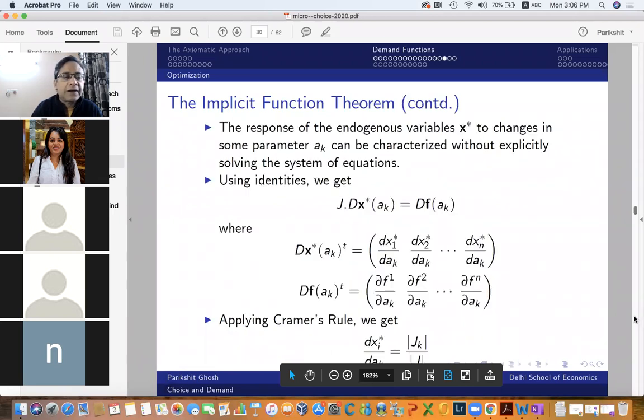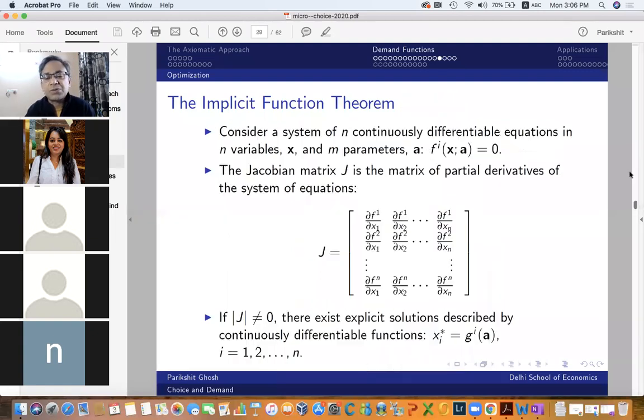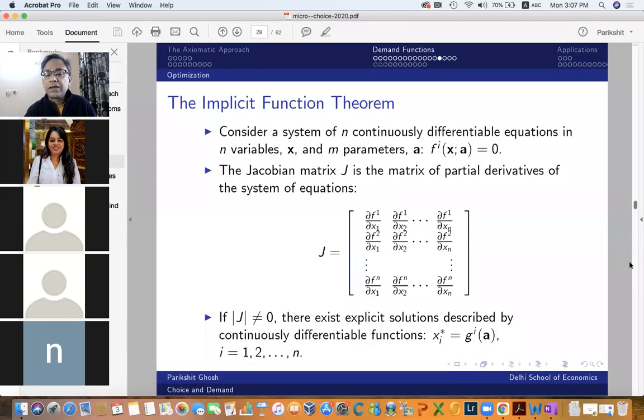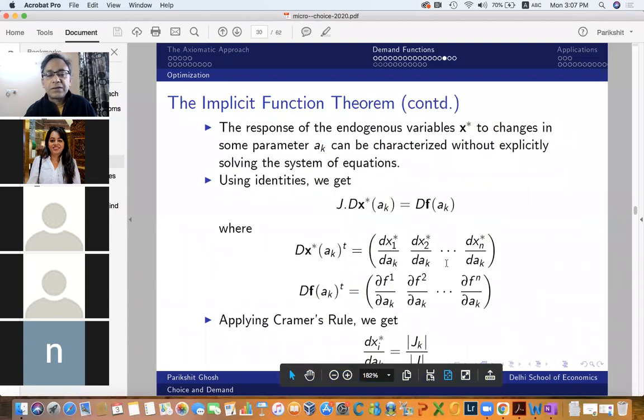But more importantly, the Jacobian matrix can be exploited to do comparative statics analysis. So let me talk about that. This slide is a bit difficult to decipher. The notation is a bit cryptic, but let me explain both what this means and why it's true.